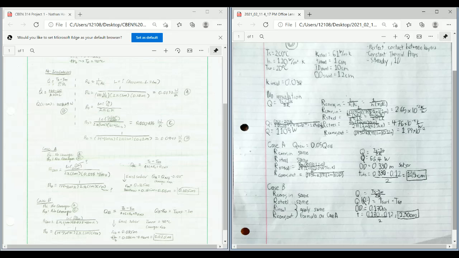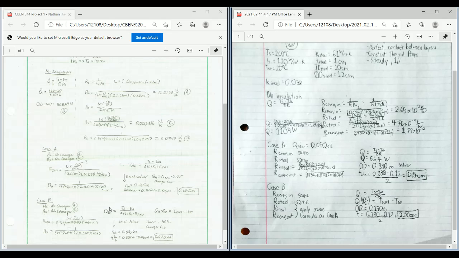So, for the first part of the problem, what you're going to do is you're going to get the original with no insulation, and then you're going to adjust by finding the resistance of the insulation and the resistance of the convective outward, and you're going to adjust that. I also followed Nathan's method and used solver. I ended up getting the same thing.